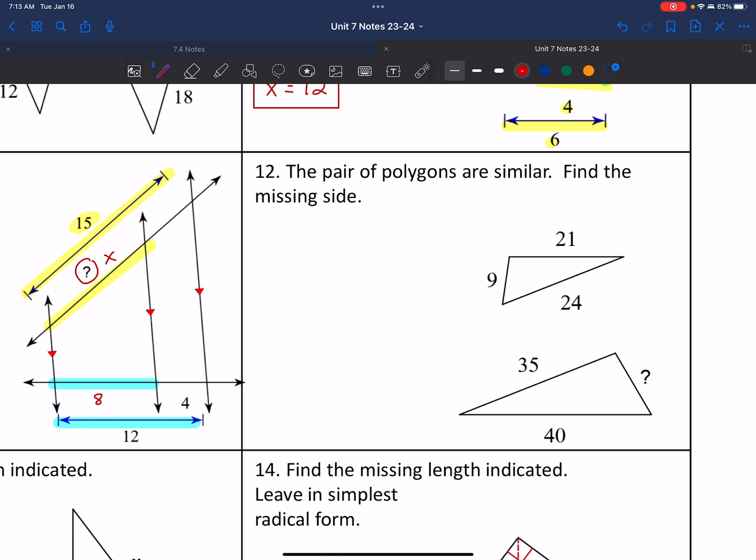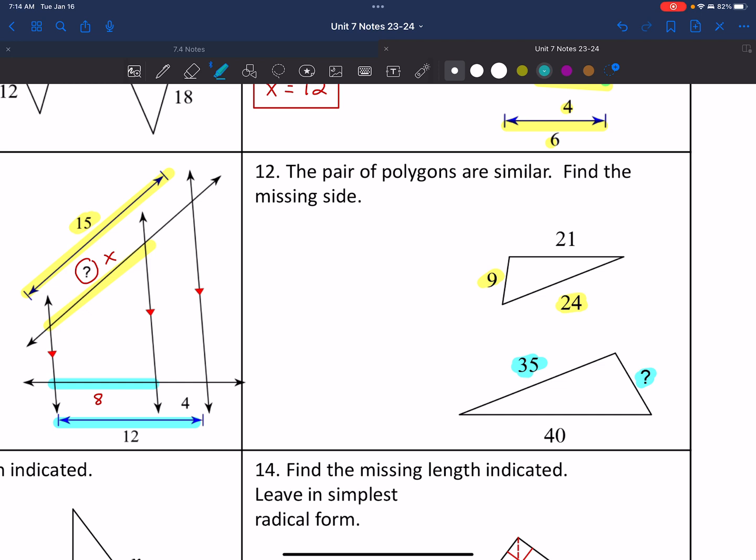Number 12 says the pair of polygons are similar, find the missing side. And so compare like to like, right? I don't know what this side is over here on the right side, but I got to do a little bit of work. I got to figure out which side matches with what, because they're not sitting in the same direction. But if I were to rotate this triangle on top so that it's sitting the same way as the bottom one, I would see that 24 and 9 match with 35 and x.